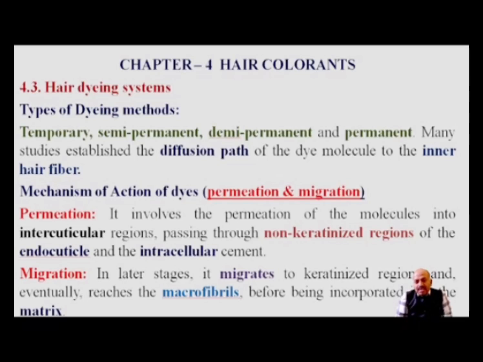Permeation means simply the dye will be passing over the surface of the hair strand towards the non-keratinized regions of the endocuticle. And migration means after reaching the surface of the hair follicle, the color of the dye migrates into the deeper region called the keratinized regions and finally reaches the microfibrils present inside the matrix. This is about permeation and migration.